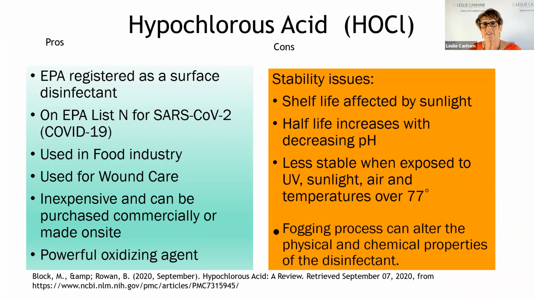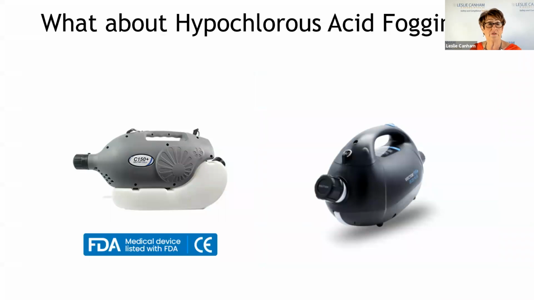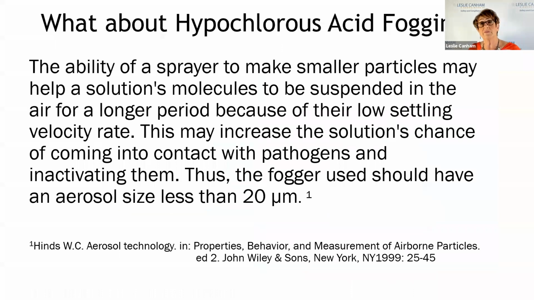The fogging process can also alter the physical and chemical properties of the disinfectant. There's lots of different machines that are available out there that you can use for fogging hypochlorous acid. But the ability of the sprayer to make smaller particles may help the solution's molecules be suspended in the air for a longer period of time because of their low settling velocity rate. This also may increase the solution's chance of coming into contact with pathogens and inactivating them. So if your fogger is used for hypochlorous acid, the aerosol size should be less than 20 nanometers.